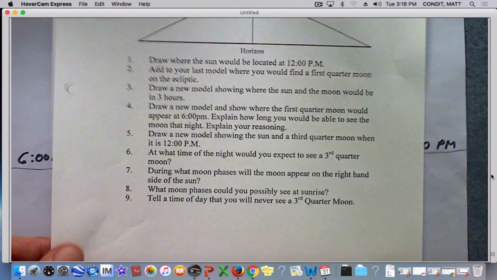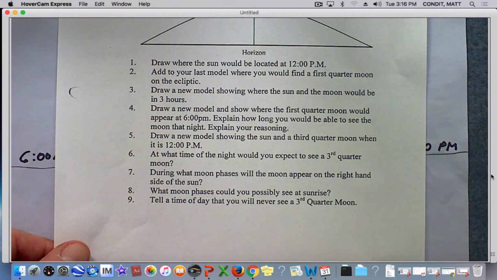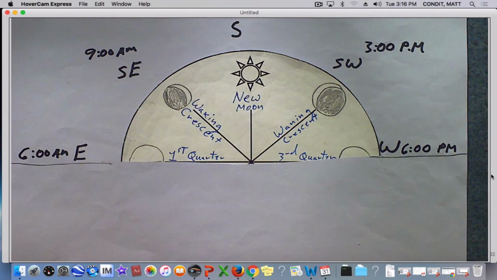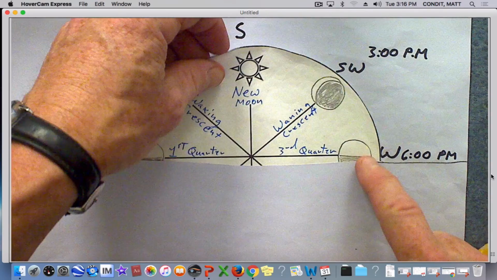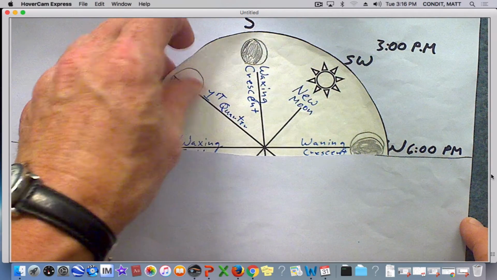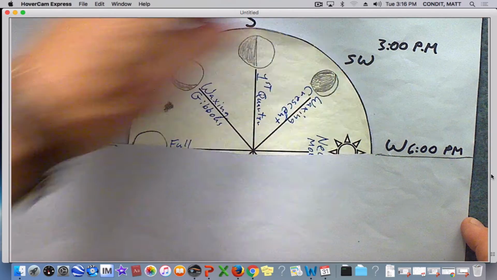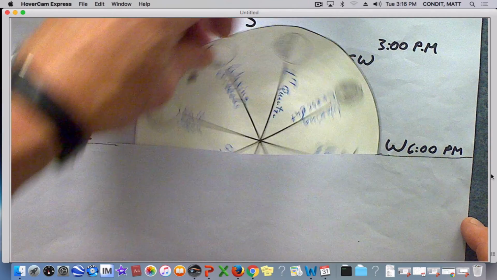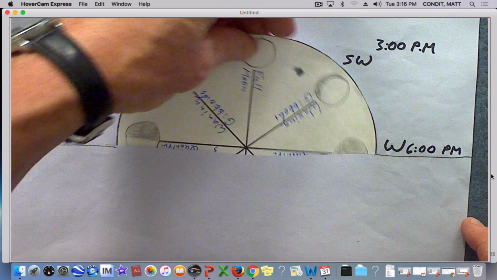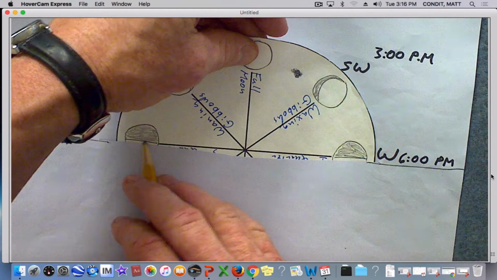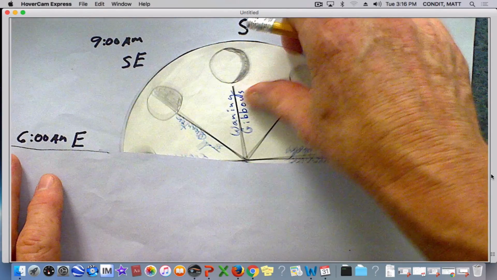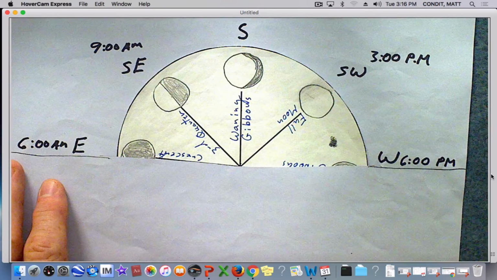At what time of night would you expect to see a third quarter moon? Now this one is a little tough. Here's the third quarter moon, and notice at 3 p.m. we can't see it at all. At 6 p.m. we can't see it at all. At 9 p.m. we can't see it at all. At midnight, we're just starting to see it come up. At 3 o'clock in the morning, we're going to be able to see it pretty good.